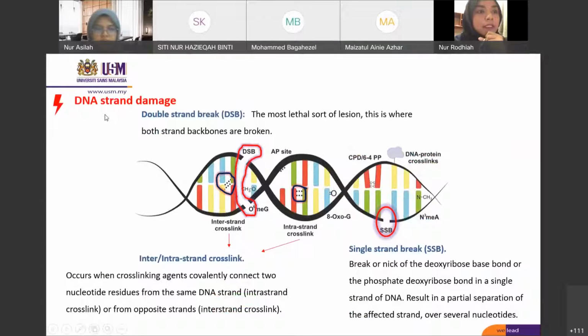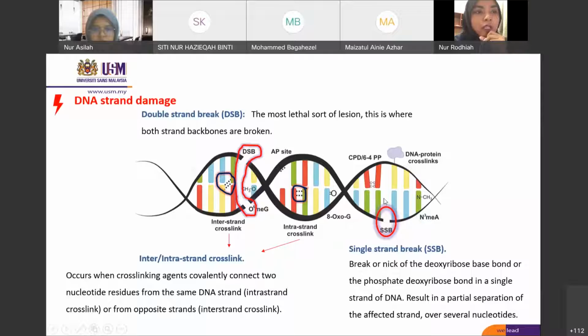And next is damage to the strand of DNA. First is double strand break. This is where both strand backbones of DNA are broken. This type of break is the most lethal sort of lesion.